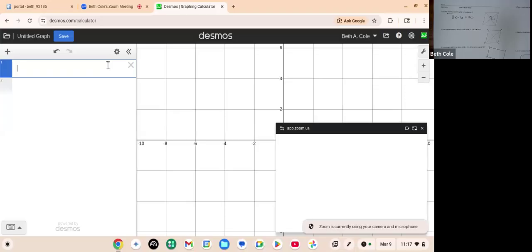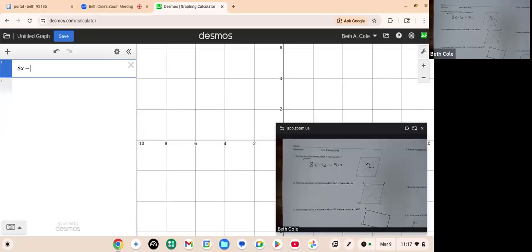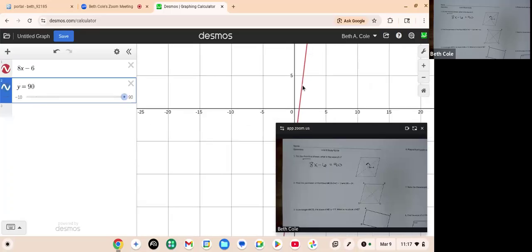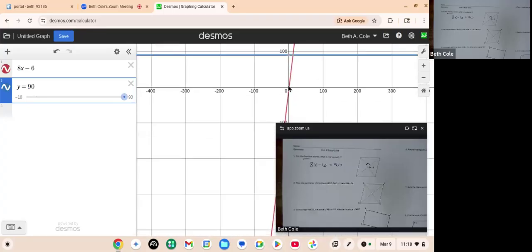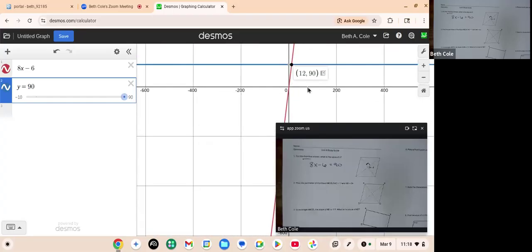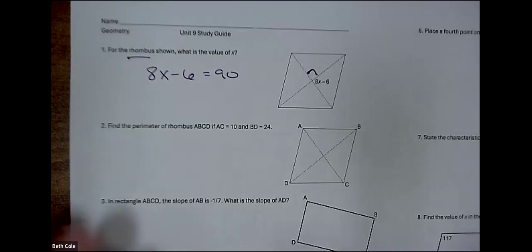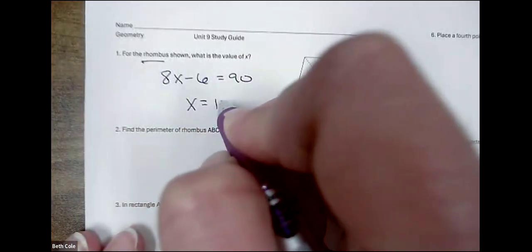Yes, it is. All right, so I'm going to put in 8x minus 6, and then I'm going to put in y equals 90. And I'm going to zoom out until I get up to 90. There it is. And our answer is 12. Or actually, is it 12? Did it ask for x or did it ask for something else? Sometimes you have to plug it back in. Yeah, 12. Okay, so find x. We found x. We're finished.